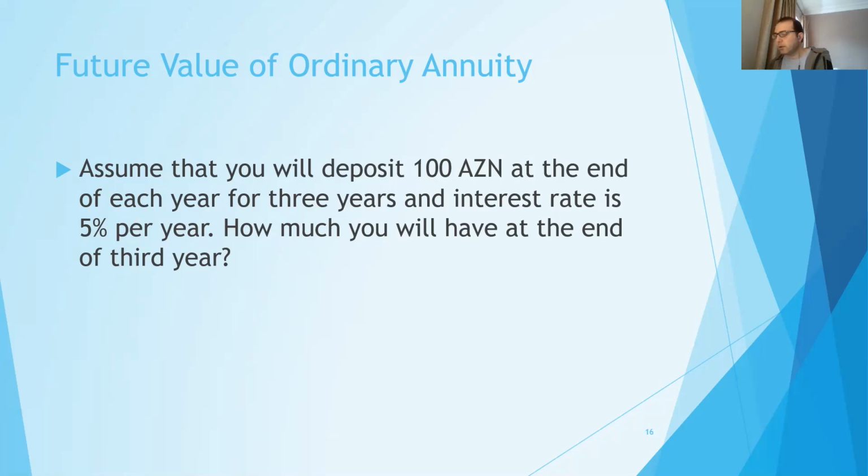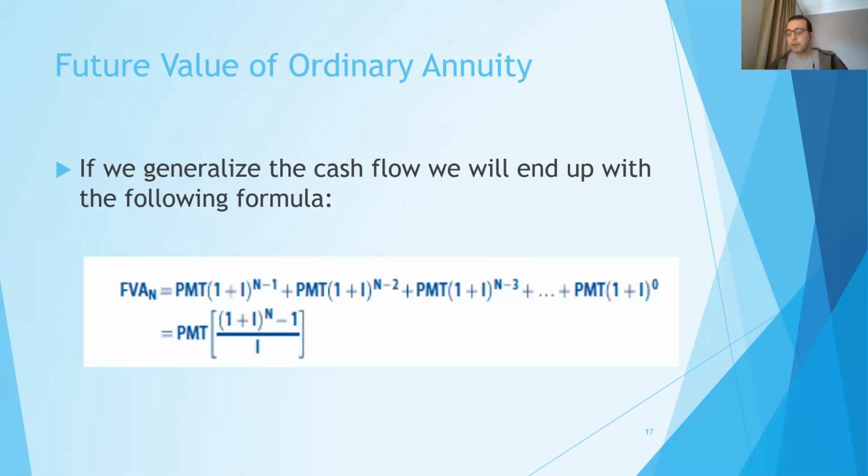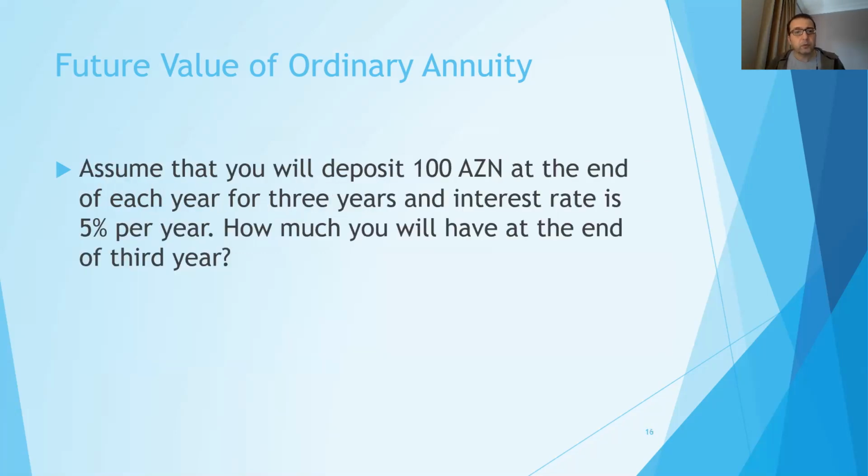Right. So here is our cash flow timeline. At the end of each year for 3 years, year 1, year 2, and year 3, we are depositing 100 ASEAN, right, with the 5% interest rate. So we try to find the future value. What's the future value?